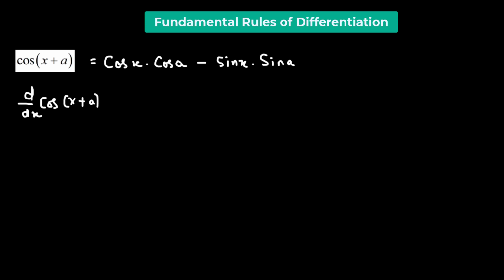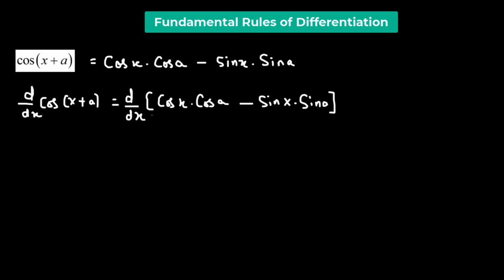So we need to find the derivative of the cosine of x plus a. So let us begin by first expanding cosine of x plus a. So that will give us cosine of x times cosine of a, minus sine of x times sine of a. Now we're going to apply the derivative. So we have d over dx of cosine of x plus a, that is equal to the derivative of cosine of x times cosine of a, minus sine of x times sine of a.